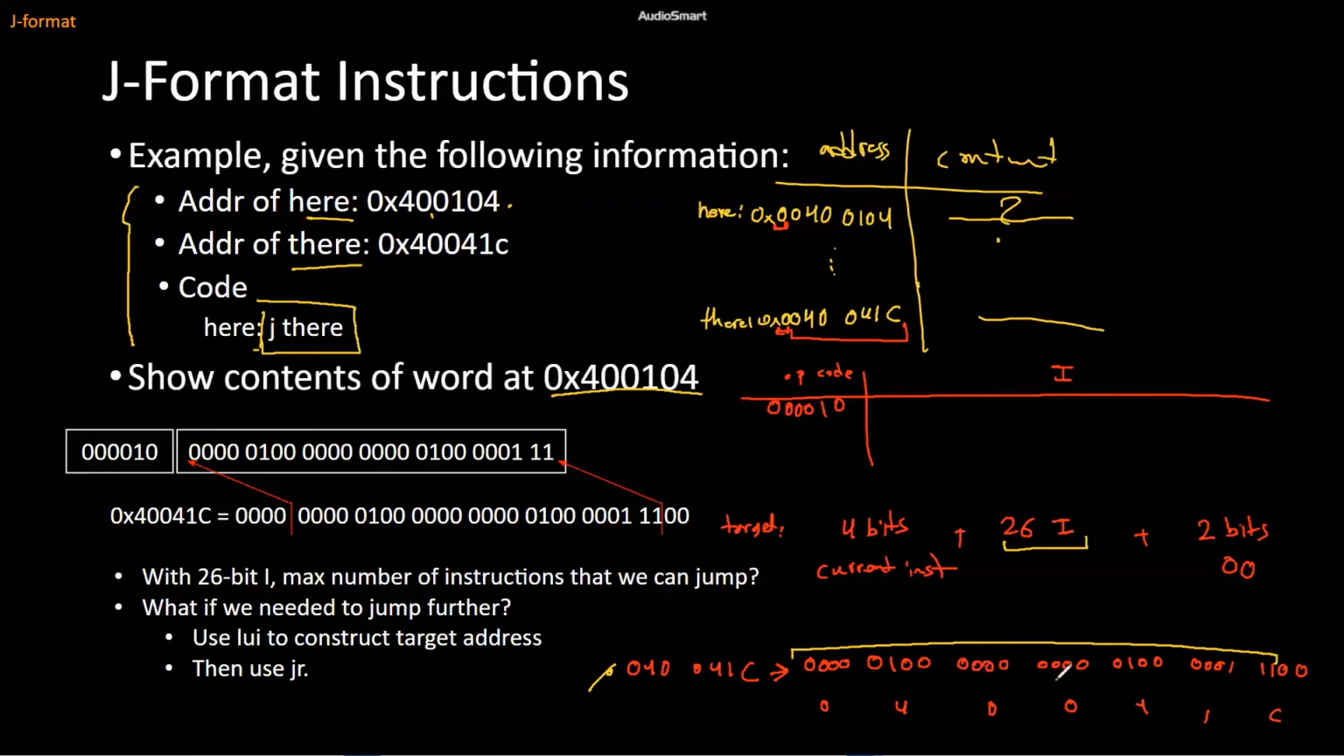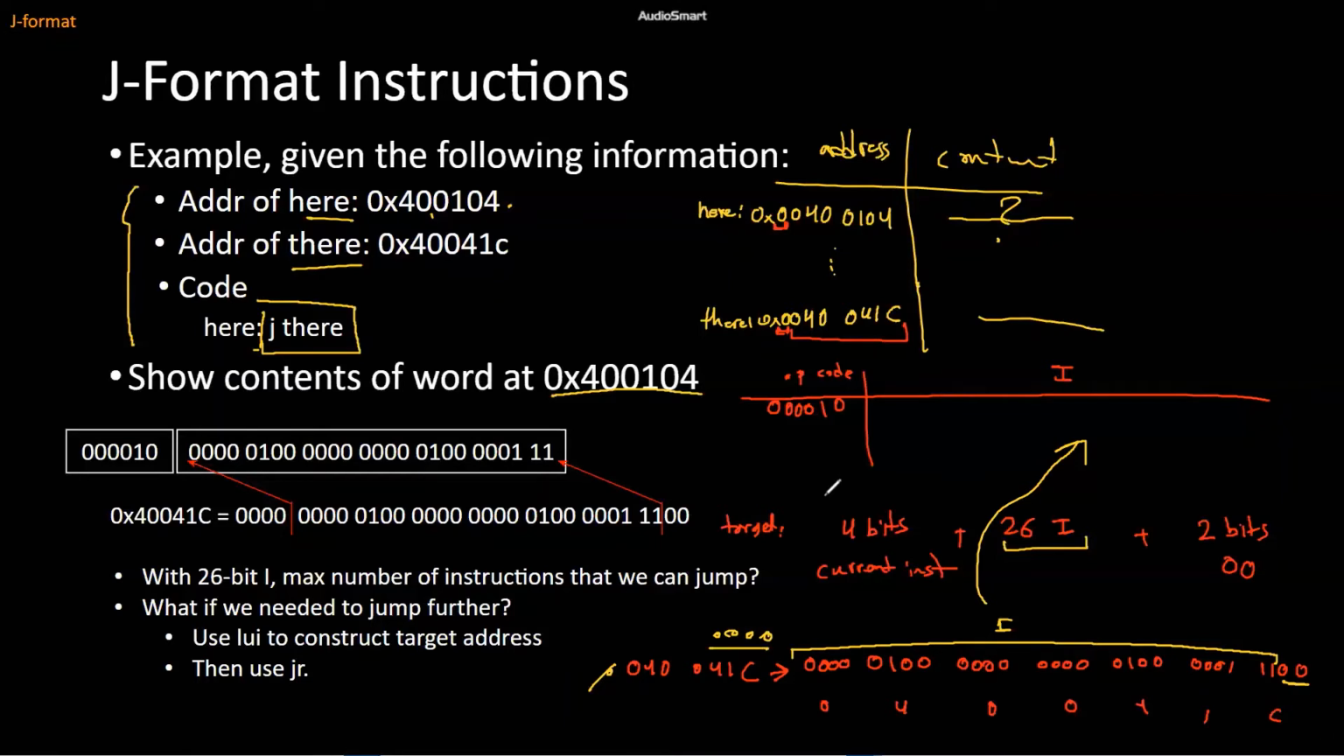So 1, 2, 3, 4, 5, 6. 6 times 4 is 24, plus 2 here, so that's totally 26 bits. That is going to be my I. This last 2 is discarded, and here we had another 4, that was this one, and that is also discarded.